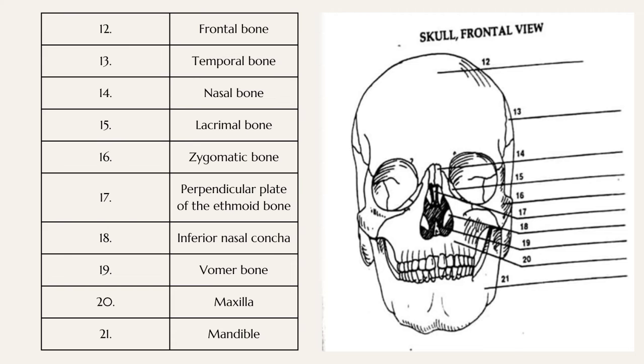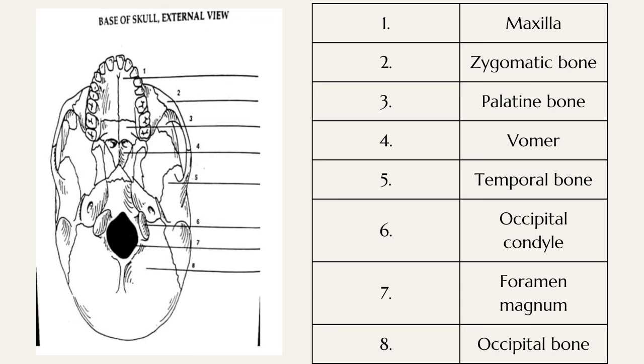So next is the base of the skull, external view. Number 1 is maxilla. Number 2 is zygomatic bone. Number 3 is palatine bone.